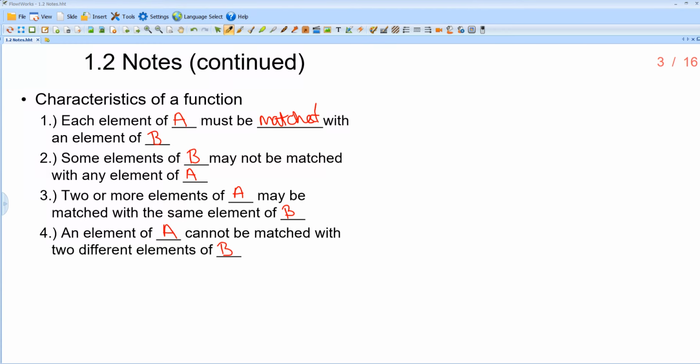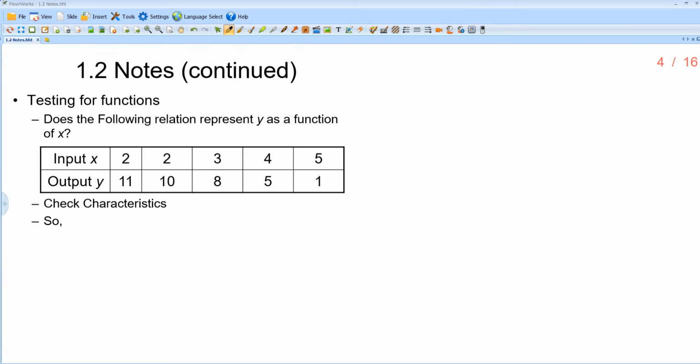And again, you'll see that graphically. It's actually something that you already know. You just haven't usually said it all like this in all these words. So we're going to test for a function here. We're going to do this one together. Does the following relation represent y as a function of x?